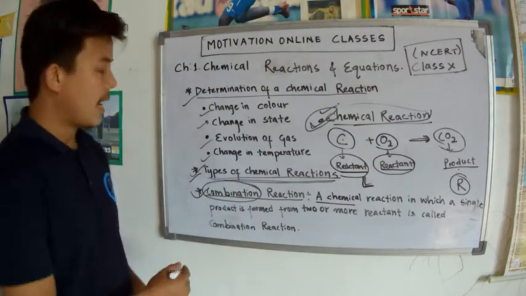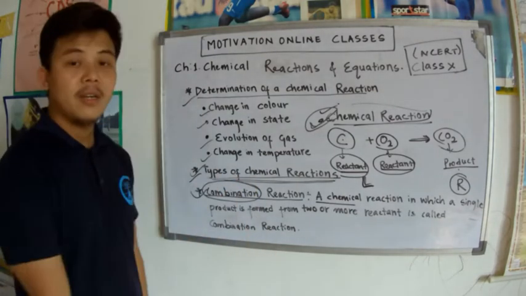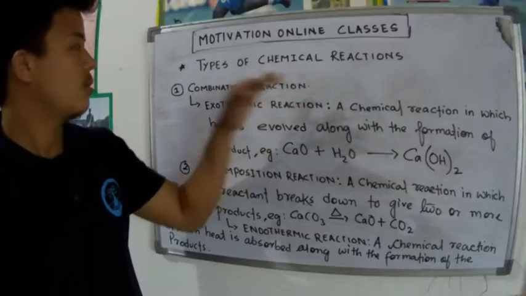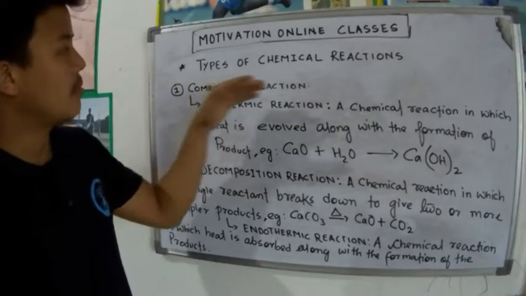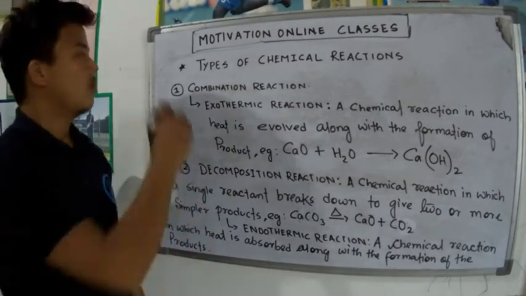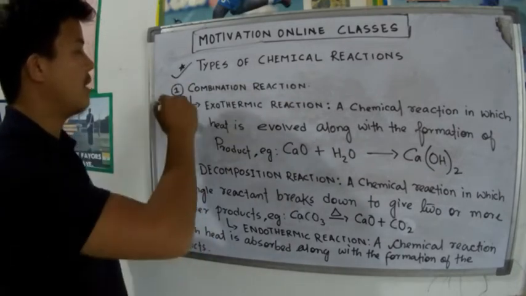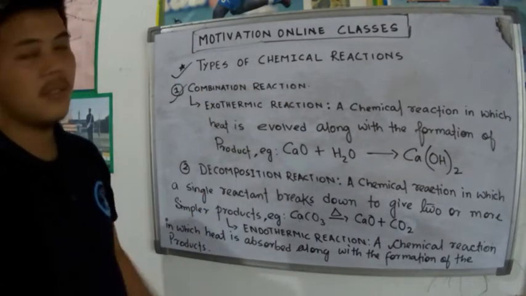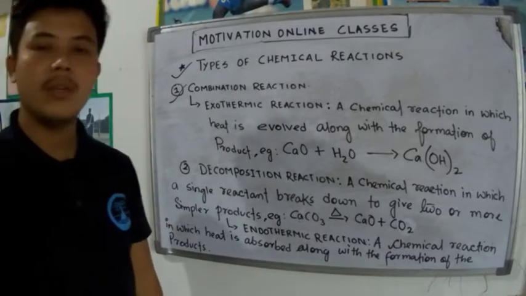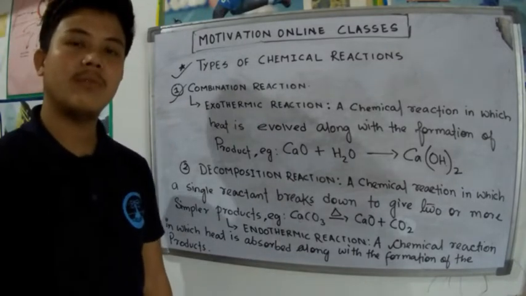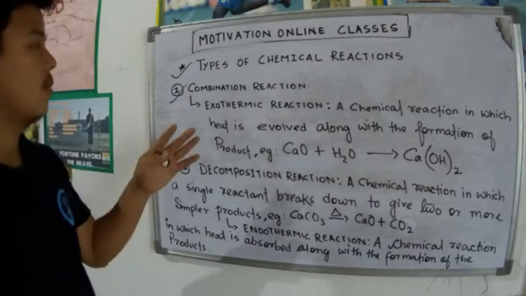So next we have another type of reactions, that is the decomposition reactions. So this is part 2. So we are going through the types of the chemical reactions. So we have different types of chemical reactions. Last class we studied about the combination reactions. A combination reaction is a reaction in which a single product is formed from two or more reactants. So that's the combination reactions.